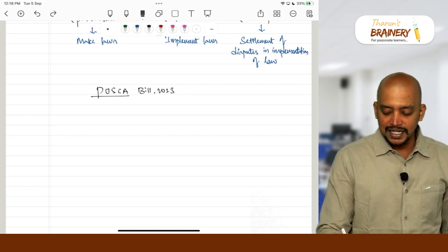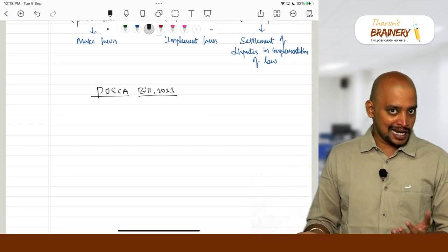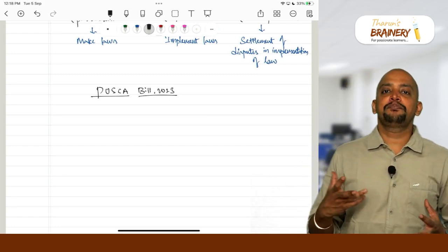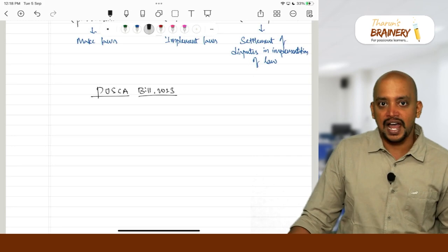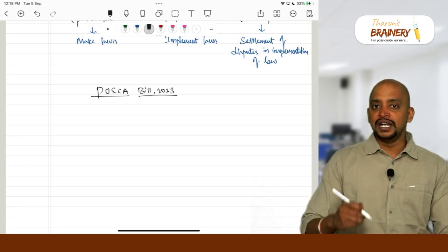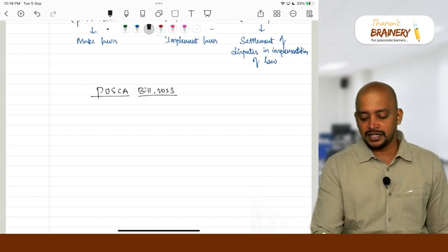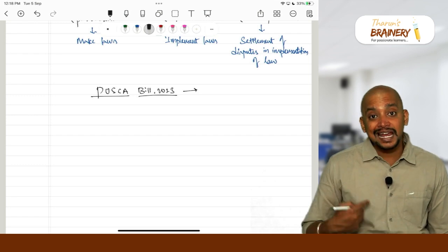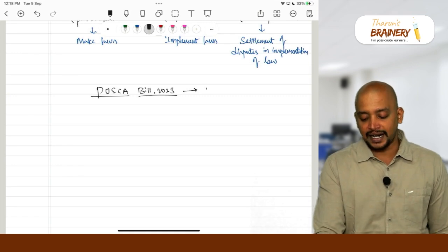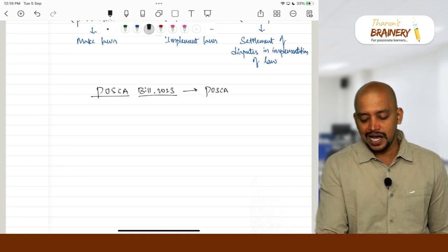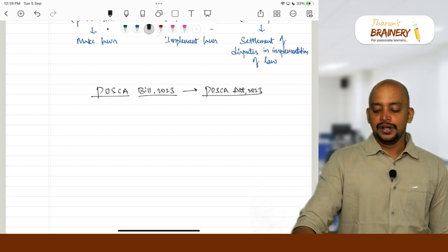Okay, when it is presented in the parliament, the discussion will happen in both the houses, Lok Sabha and Rajya Sabha, wherein the members of parliament will have some opinions or difference of opinions, etc. The discussion will happen. Finally, this bill will be approved in the parliament. Once it is approved in the parliament, the president will sign the bill. The day when president assents the bill, it is known as act. So it will become POSCA Act 2023.